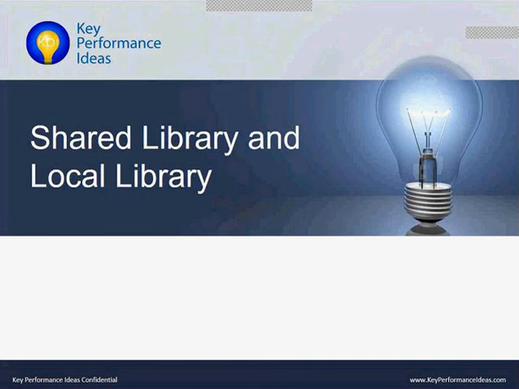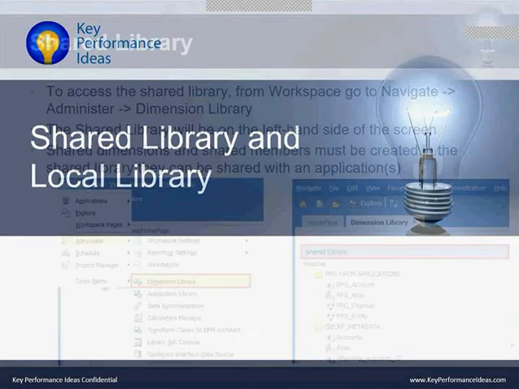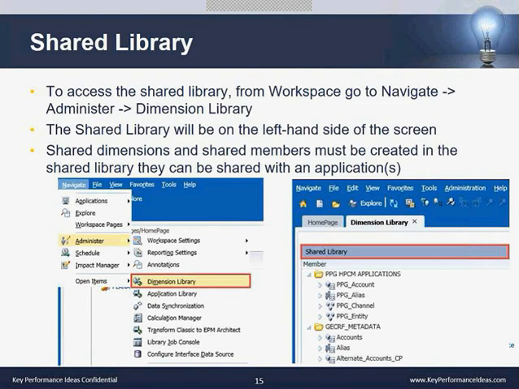So moving into the shared library and local library discussion. To access the shared library from Workspace, you would navigate to Navigate, Administer, Dimension Library. The shared library will appear on the left-hand side of your screen. And the shared dimensions and shared members have to be created in the shared library first before they can be shared within other applications like Planning, Essbase, or HFM. So the shared library is really the source of everything that's going to be shared across your EPM applications.